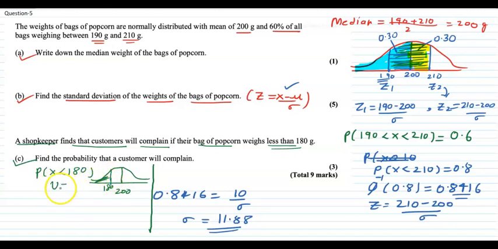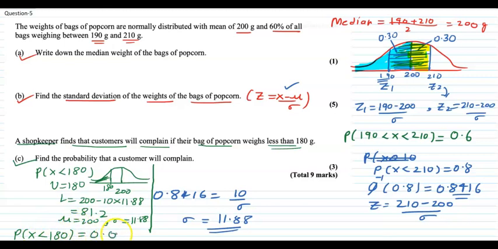So here the upper value will be 180, and the lower value is 200 minus 10 standard deviations, 200 minus 10 times 11.88. Once we simplify, it comes to 81.2, and mu is 200, sigma is 11.88. Once we put in these values, we get P(x less than 180), that is 0.046. So this is your final answer.